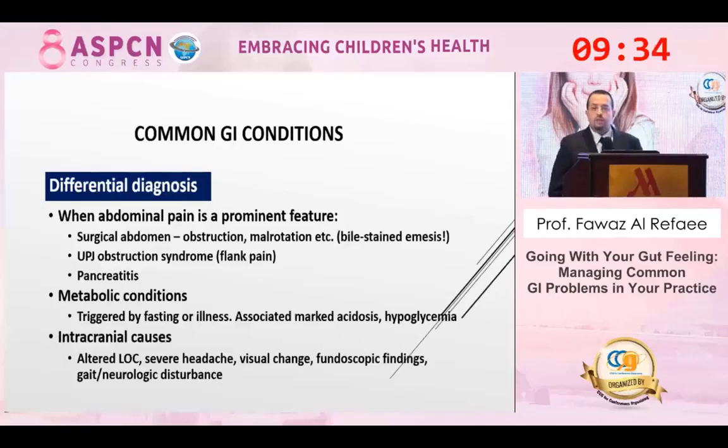And a very important differential diagnosis to rule out when abdominal pain is a prominent feature, you have to rule out surgical abdomen. If you are not happy about the abdominal examination, think about obstruction, malrotation. This is very important. You obtain an X-ray, abdomen, 2 views, and obtain an upper GI series when the child is having an attack as well, because you want to rule out surgical abdomen and ureteropelvic junction obstruction and pancreatitis. Of course, if the child has intense epigastric pain radiating to the back, you have to obtain amylase and lipase to rule out pancreatitis in addition to your ultrasound.